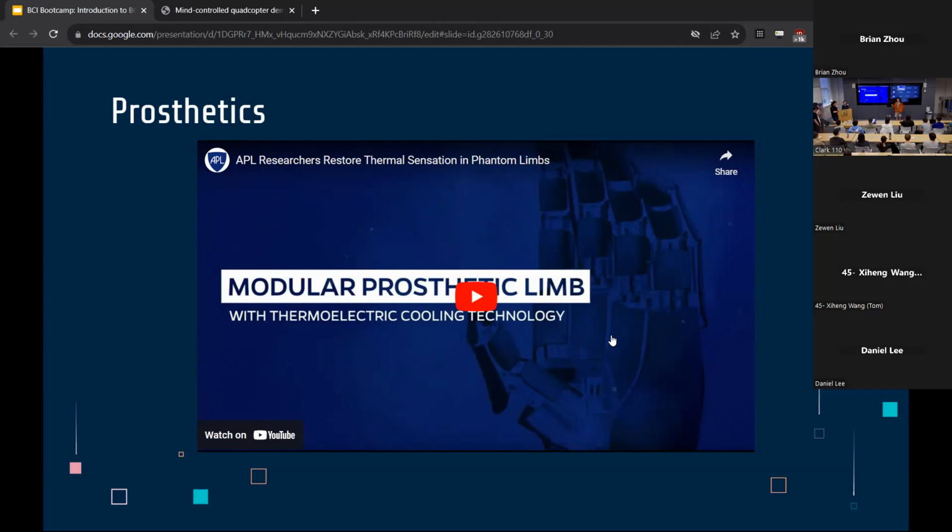So what APL did, in the last couple of weeks, they released news about adding the ability to detect heat using their prosthetic arm. And so that's what this is.